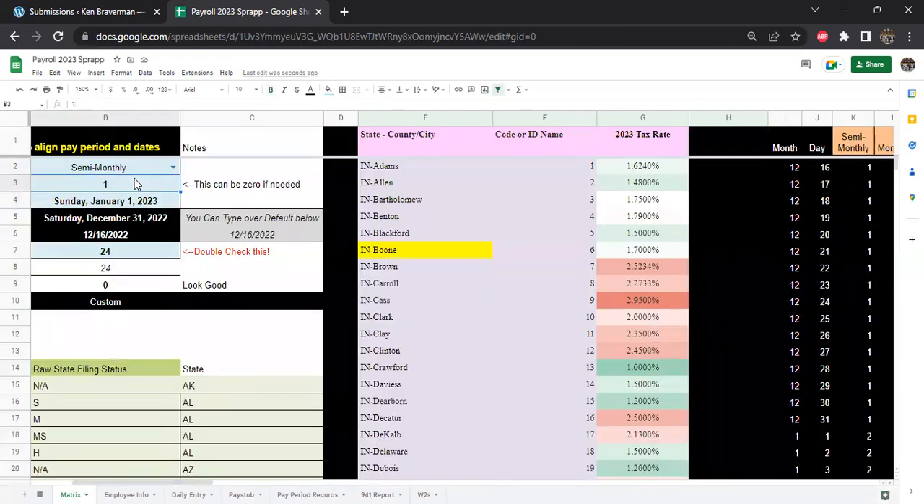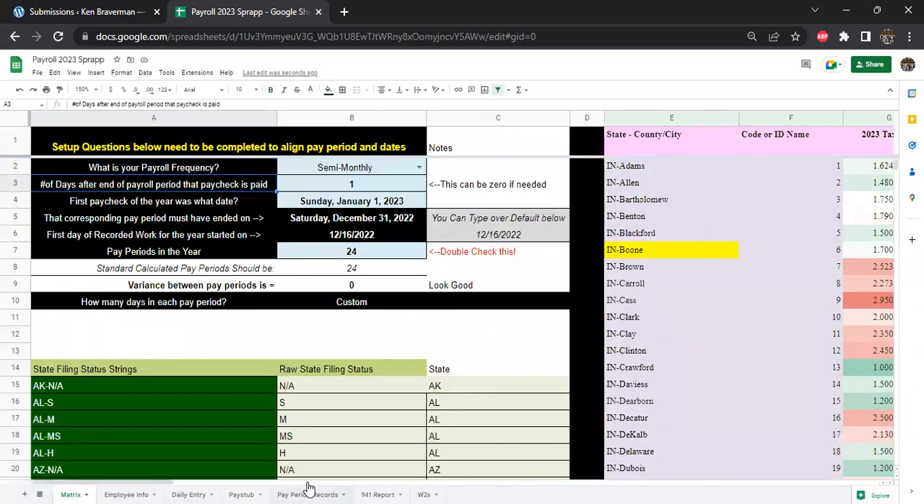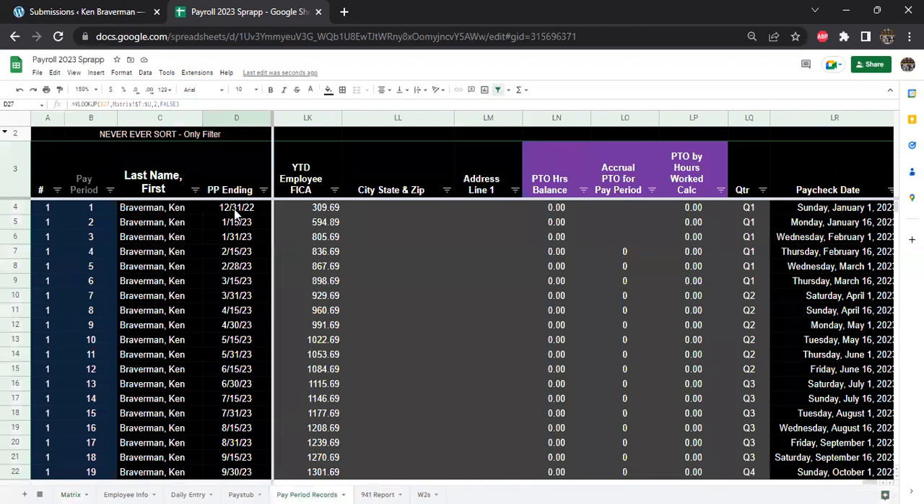So we have done it, and I think it works now. We're going to look at the pay period record. So you want your dates, obviously, to look the way you want them to look, meaning the pay period ended here and the paycheck was the next day, right?